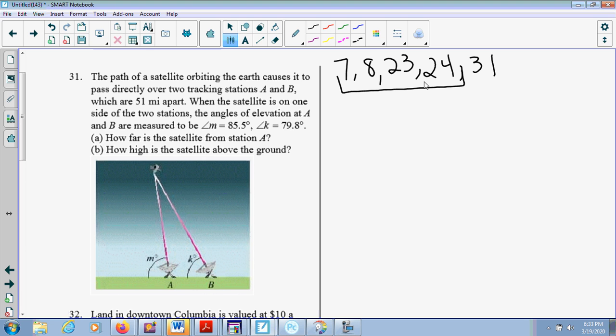Alright, so 31, here's the picture for 31. They tell us that M is 85.5, that K is 79.8, and we have to figure out, what else we know? This is 51. Okay, that's 51. We want to know the distance from A to the satellite, so we're looking for this X here. Then they also want to know how tall the satellite is from the ground, how high it is, so we'll be looking for a height after we do the other stuff.